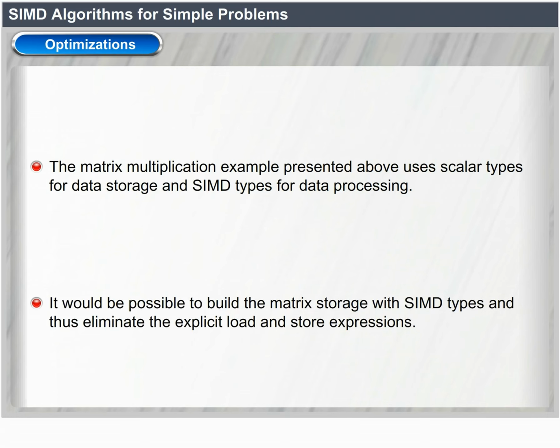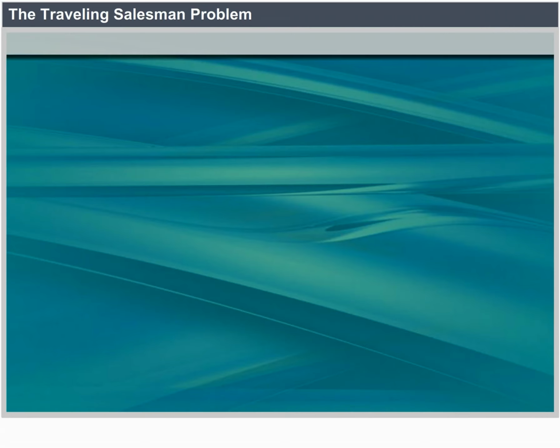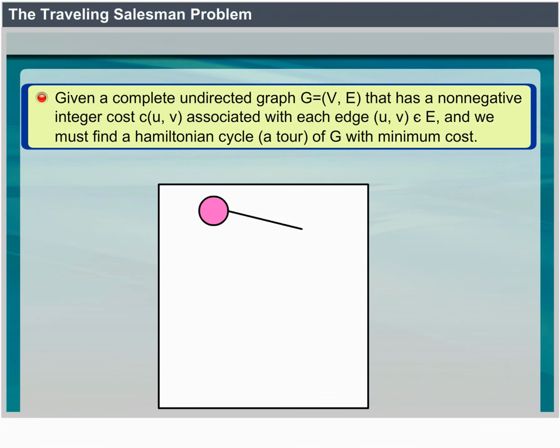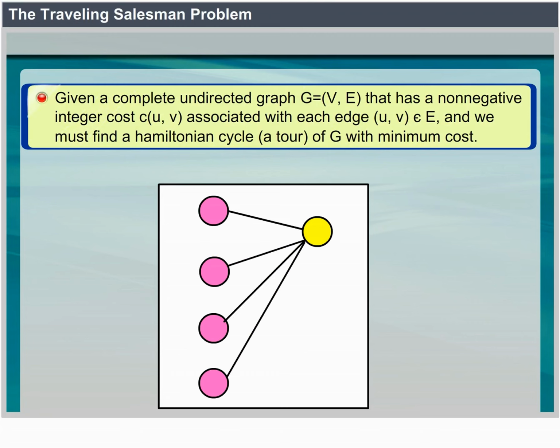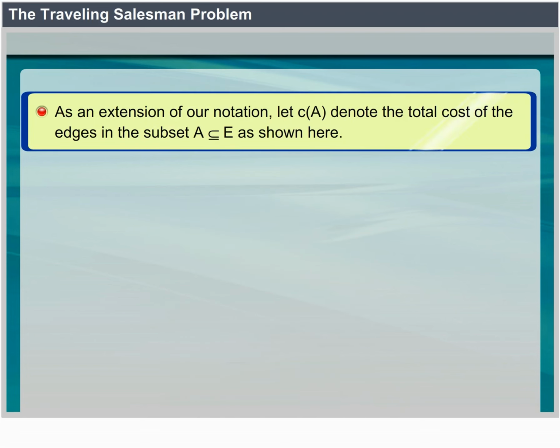The traveling salesman problem. Given a complete undirected graph G = (V, E) that has a non-negative integer cost c(u, v) associated with each edge (u, v) belongs to E, we must find a Hamiltonian cycle, a tour of G with minimum cost. As an extension of our notation, let c(A) denote the total cost of the edges in the subset A, a subset of E, as shown here.